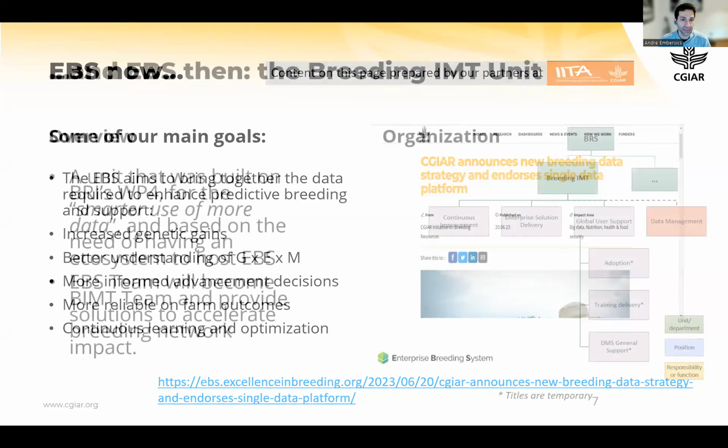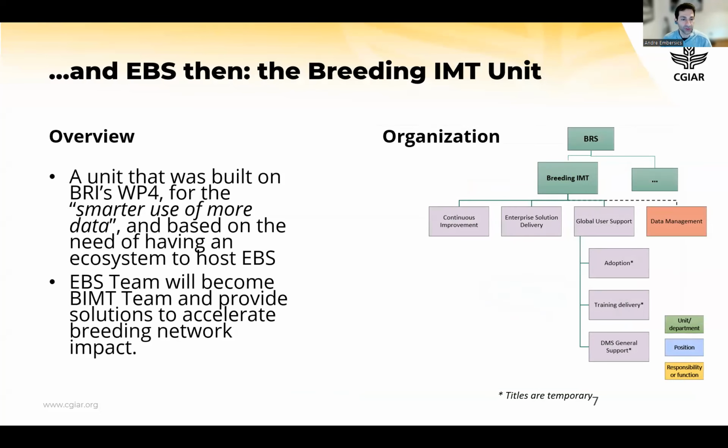Next slide, please. So what is going to happen in the future? And by future, I mean it's happening now, but the work we are doing is focused on a few changes for 2024. So EBS has become part of the Breeding Resource Initiative, which now is establishing a breeding research services unit under genetic innovation. And within this new structure, we will have a breeding IMT, a breeding information management technology area, which will be the ecosystem for the EBS.